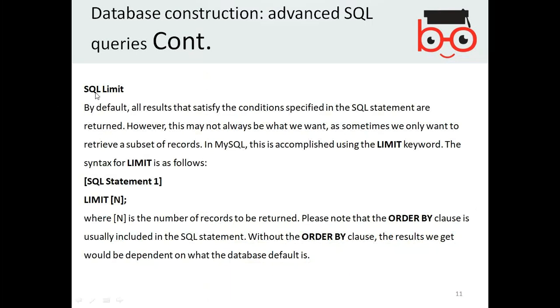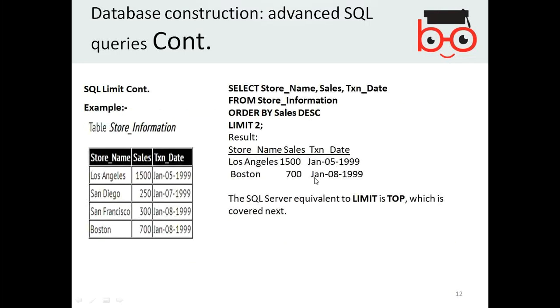Now SQL limit, it will allow you to limit the number of records. For example, if you want to select the store names with a limit of 2, then you only get 2 records there. Normally you are asking to list all the records, but when you say limit 2, then you are getting only 2 records: first record, second record.